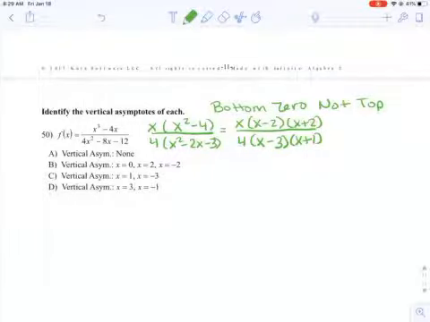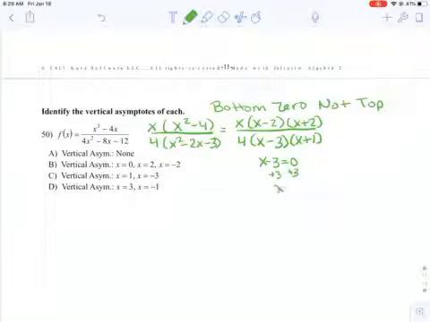And you can see that there's nothing that actually matches up on the top and the bottom. But x minus 3 could be 0 if x was 3. And x plus 1 could be 0 if x was negative 1. So our two vertical asymptotes would be 3 and negative 1.